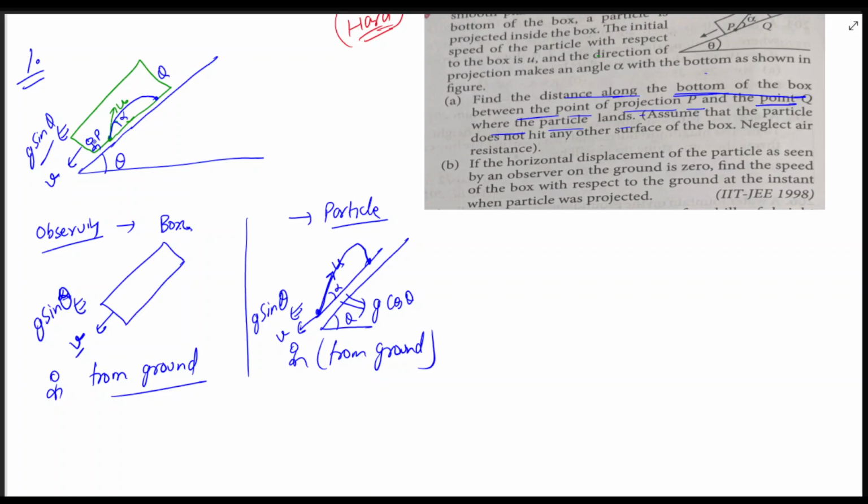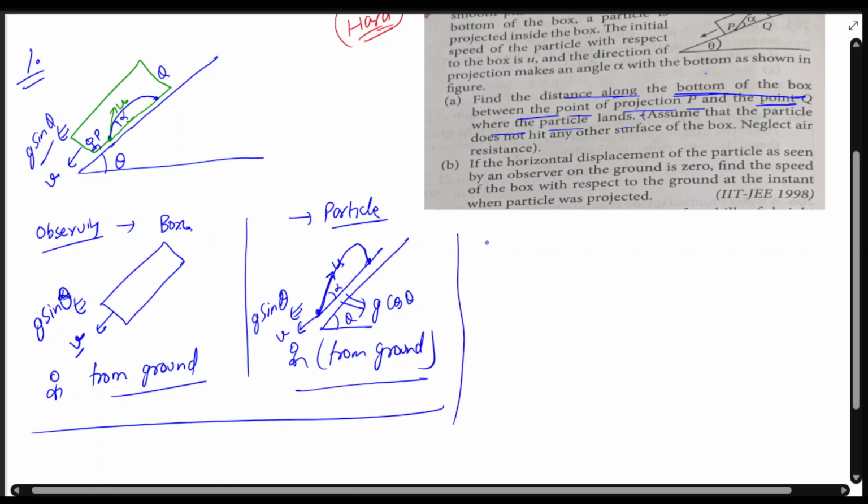So from box perspective, we will exactly see a perfect projectile motion. But from ground perspective, the projectile will look like this. Are you getting me? Perfect. So let's do our first part of this question, A part.